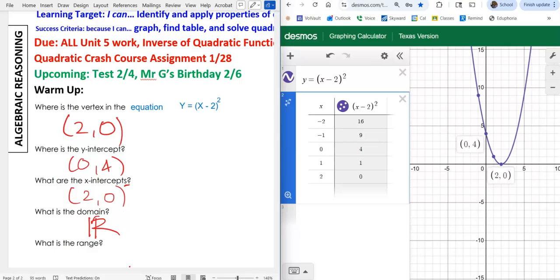Now the question is, does this go up or down from the vertex? So here's the vertex. It goes up, so it's going to be greater than. And since range is y, you're going to put y is greater than or equal to. What is the y value right here at the vertex? It's not 2, because that's the x value. What is this y value right here?